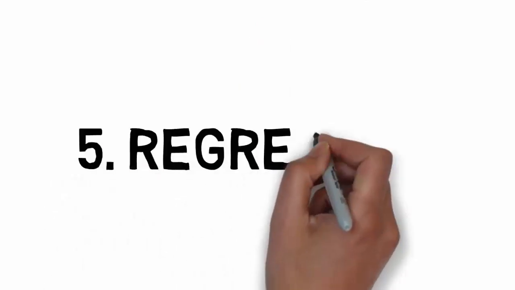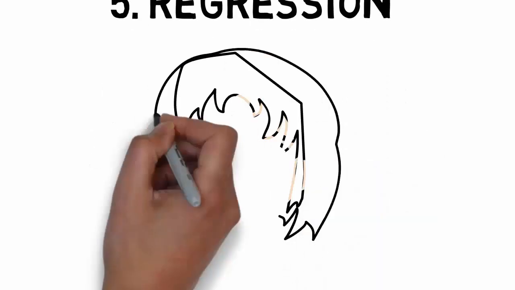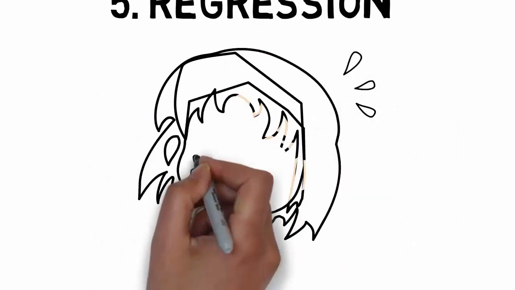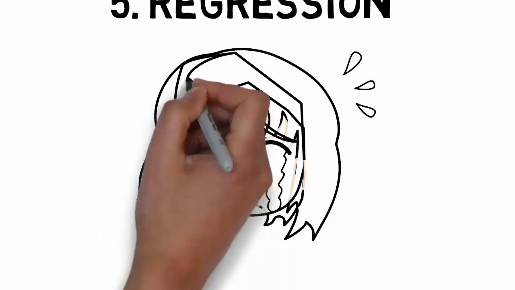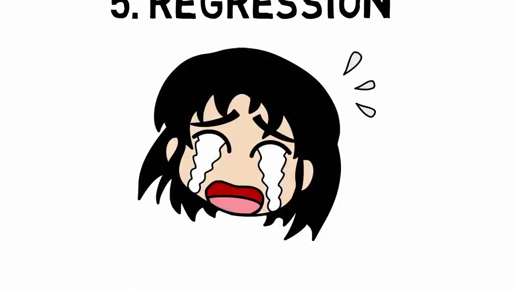Number 5 defense mechanism is regression. Reverting to a childlike pattern of behavior. For example, a student gets bad grades in their test, screams and strides on parents.